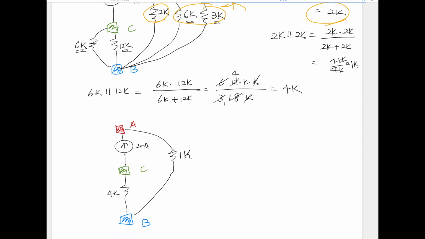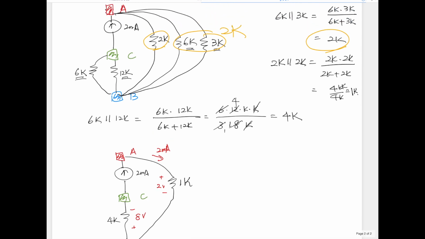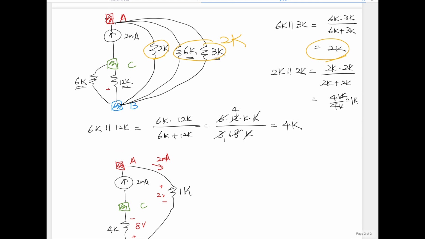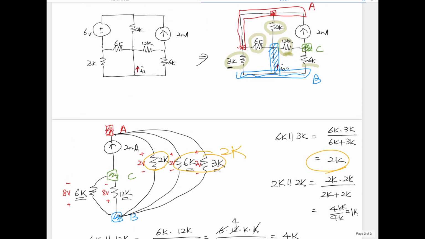So this 2 milliamp is actually going through here. That means plus minus 2 milli times 1K, which is 2 volts. And then here's the plus minus 8 volts. Then go back to the previous circuit. So this is plus minus 8 volts. This is plus minus 8 volts. And all of these parallel circuits, we know there's plus minus 2 volts, plus minus 2 volts, plus minus 2 volts. Now let's go back to our circuit.